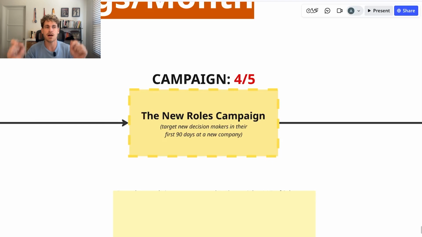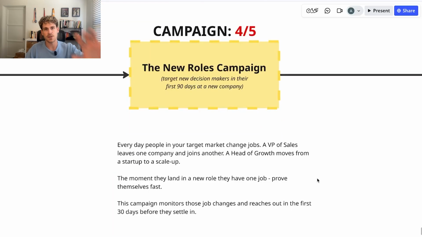Campaign number 4, my favorite campaign, the new roles campaign. Very similar to the open roles campaign, great for service businesses. And again, very simple. This is targeting new decision makers in their first 90 to 180 days at the company. This is very obvious. If you're building a list of your entire market, over time that list becomes stale. People in your target market are changing jobs.